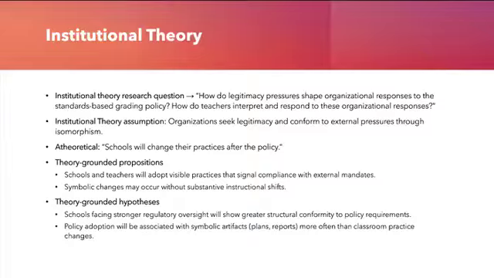Okay. Theory-grounded propositions look a little bit different. Schools and teachers will adopt visible practices that signal compliance with external mandates. So that's informed directly by institutional theory. Or symbolic changes may occur without substantive instructional shifts. So that idea of symbolic changes, which is referred to as decoupling or loose coupling in institutional theory, is informed by institutional theory. And then some hypotheses: schools facing stronger regulatory oversight will show greater structural conformity to policy requirements, or policy adoption will be associated with symbolic artifacts more often than classroom practice changes.